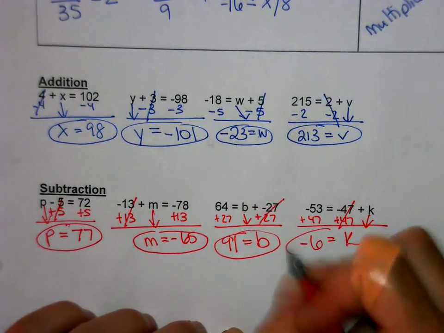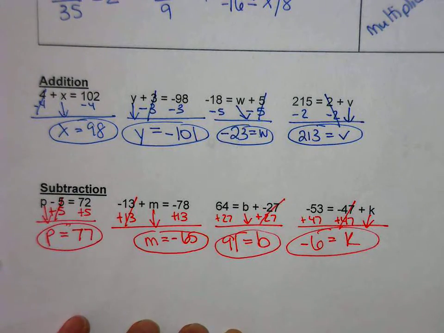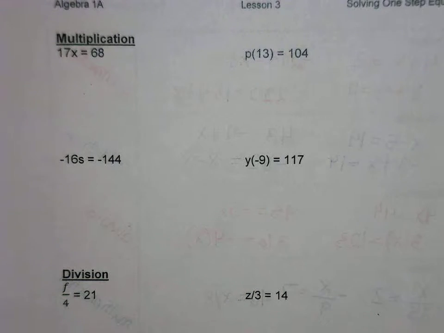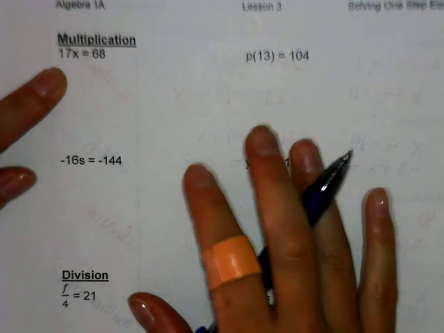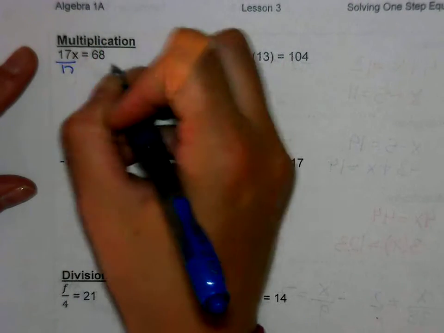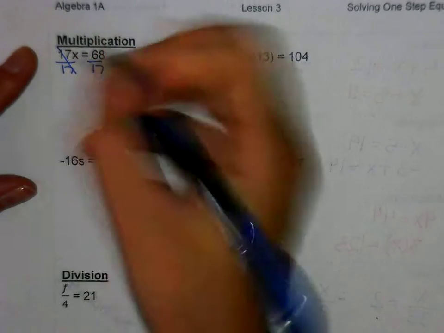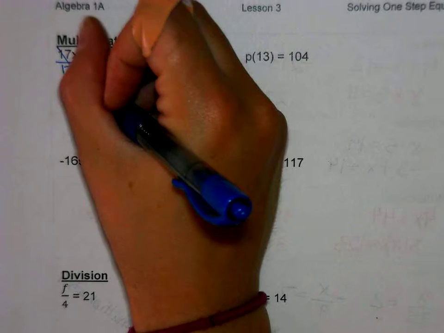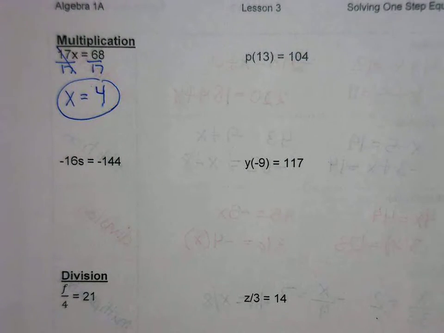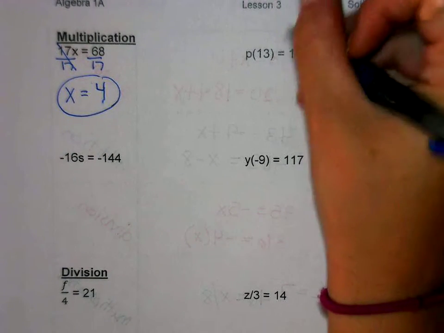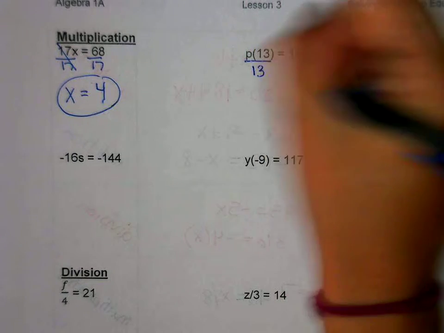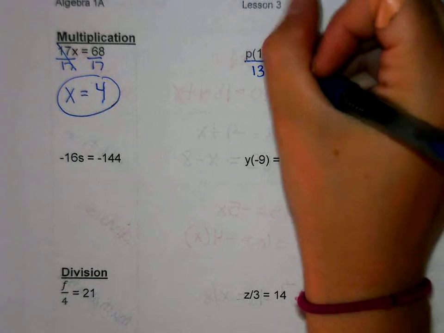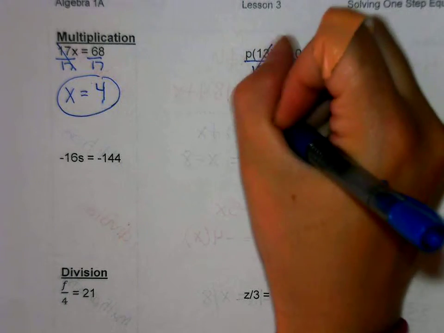So let's flip over to the back side. Multiplication. So right now we have 17 times x. So we want to divide both sides by 17. 17 divided by 17 is 1. So we're left with x equals 68 divided by 17, which is 4. Here, we're multiplying p by 13, so we want to divide both sides by 13. 13 divided by 13 is 1. They cancel out. So we're left with p. 104 divided by 13 is 8.